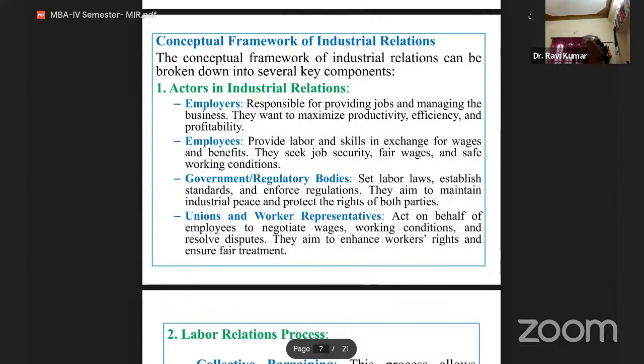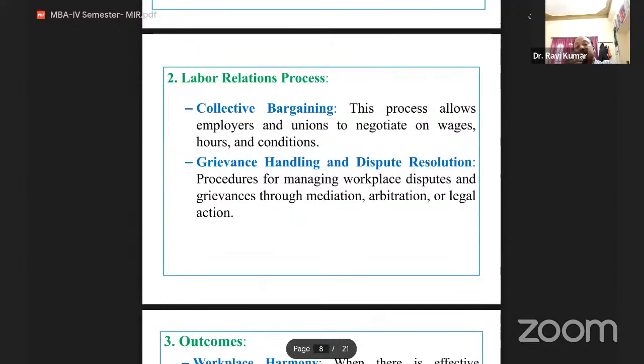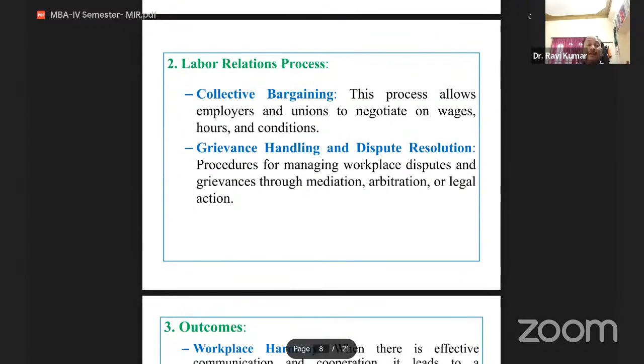These unions are the worker representations. Inside the union, members elect one president to represent their problems and disputes at the organization level. So these representatives raise all this in front of the management. They fight for their rights, and also they enhance the workers' rights, and also ensure fair treatment. So the organization has to treat all of them equally, without showing any mercy or courtesy.